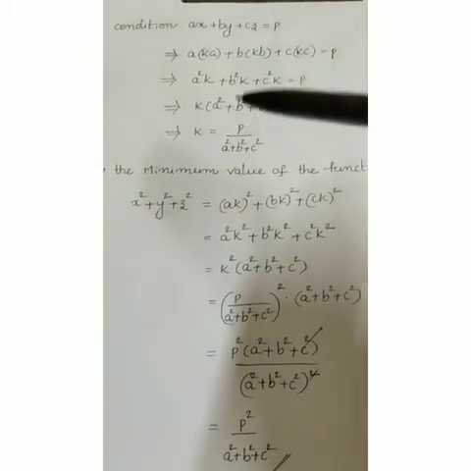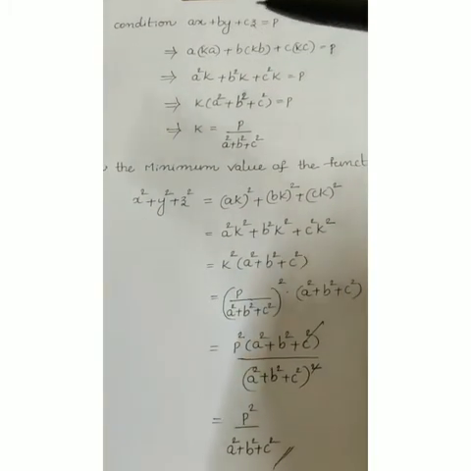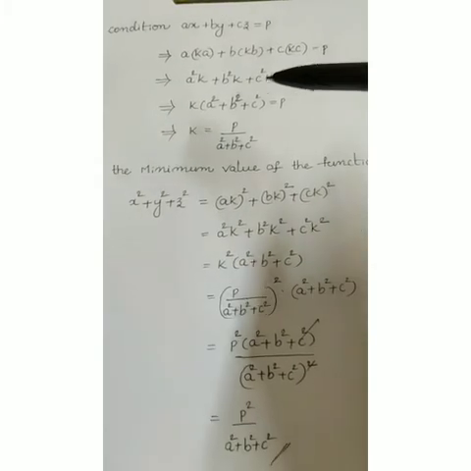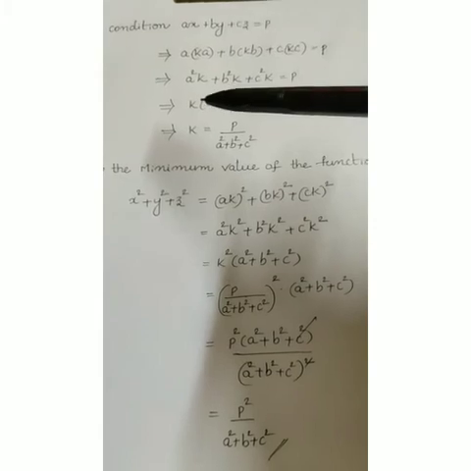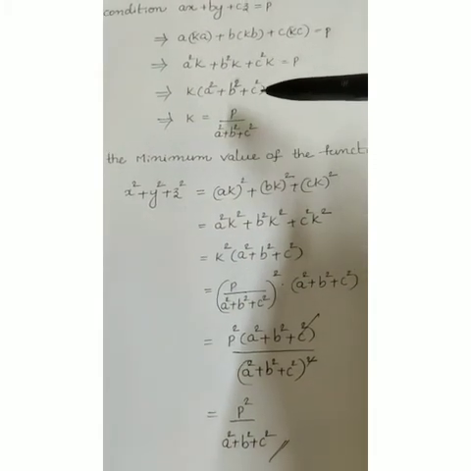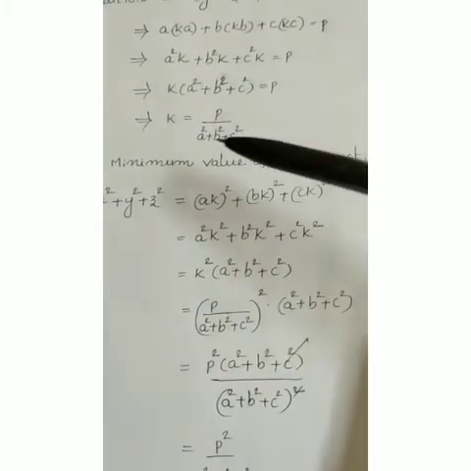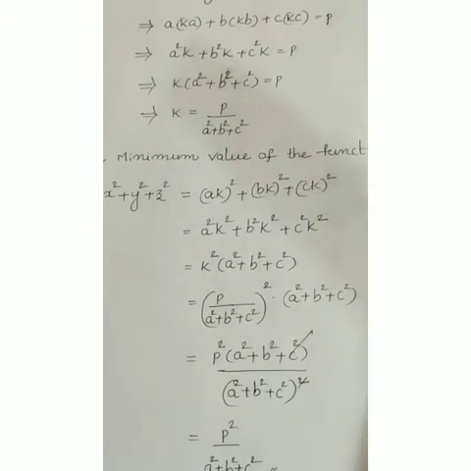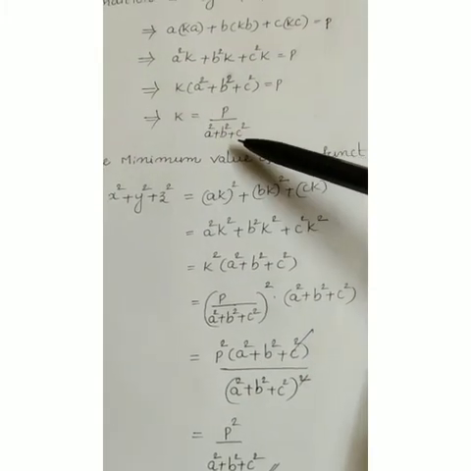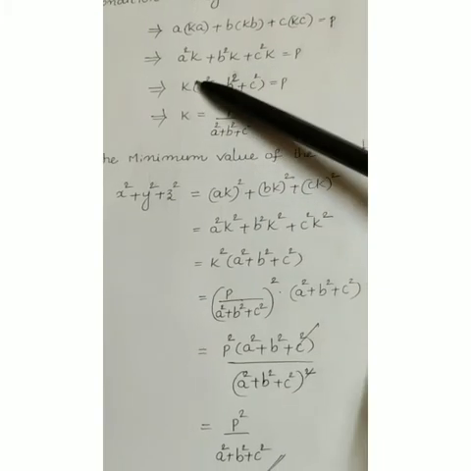And the given condition is ax plus by plus cz equal to p. That is a into ka plus b into kb plus c into kc, that equal to p. a square k plus b square k plus c square k equal to p. So taking k as common, k into (a square plus b square plus c square) equal to p. Then k equal to p by a square plus b square plus c square. So this is the value of k.